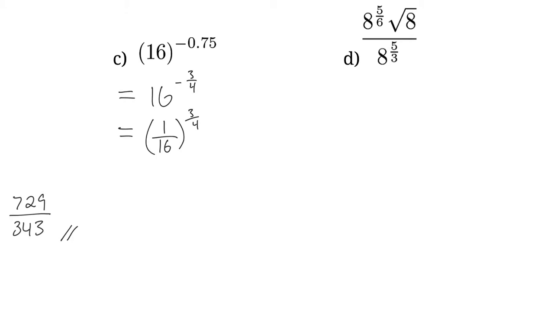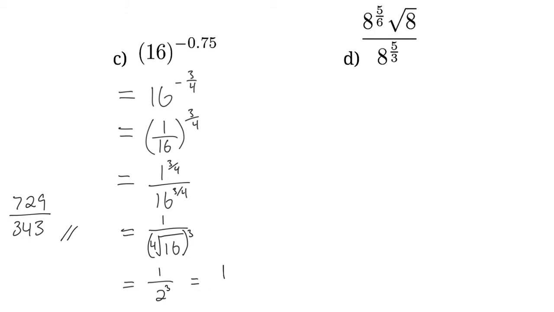Now that exponent applies to both numerator and denominator, so this is 1 to the power of 3 over 4 over 16 to the power of 3 over 4. Now 1 to the power of anything is always just equal to 1. So we can rewrite this 16 to the power of 3 over 4 as a radical. So this would be the fourth root of 16. And I'm going to put this power of 3 on the outside to make it a little bit easier, because we know the fourth root of 16 is equal to 2. So then we're left with 1 over 2 to the power of 3. And that 2 to the power of 3 is just 8, so this is just 1 over 8.